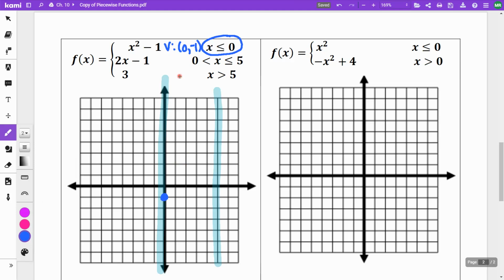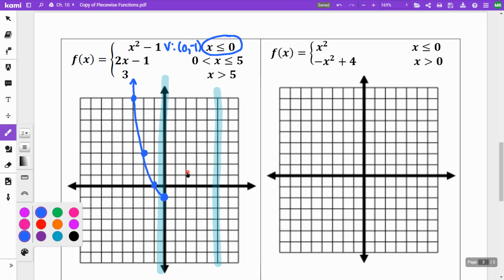Okay, and it is solid. It is included because of that equal. I am going to be going to the left of this. So when I go out 1, 1 squared is 1. When I go out 2, 2 squared is 1, 2, 3, 4. When I go out 3, 3 squared is 9. 1, 2, 3, 4, 5, 6, 7, 8, 9. And I have my parabola to here.